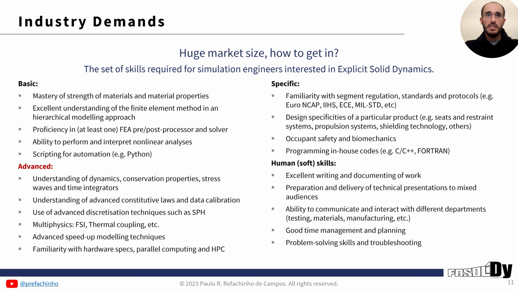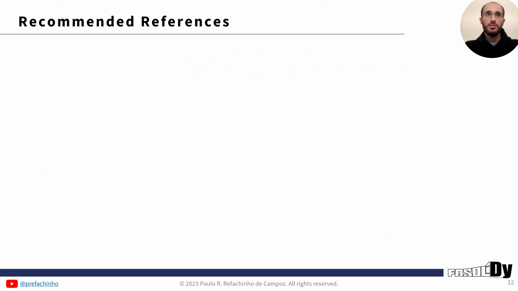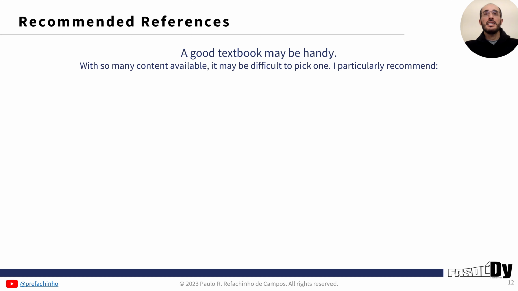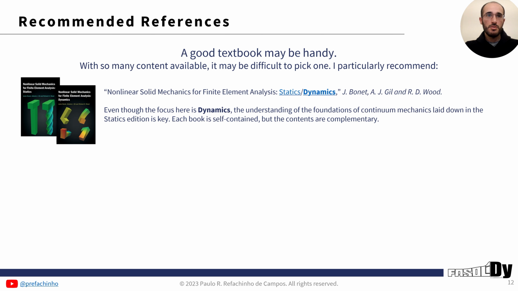Okay, so the next thing that I want to tell you is about some references. It's always good to have good references in hand, a textbook, for example. And nowadays there are so many things available, especially in this area of computer simulation. It is often difficult to choose one. So I want to leave you with two textbooks that I recommend.